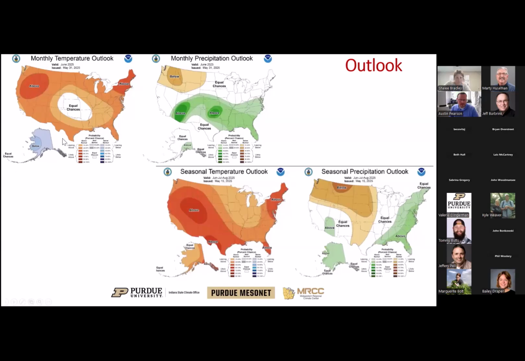These maps have not changed since the last time Beth talked with you, but I did want to say that we have elevated chances for above normal temperatures and equal chances for above normal or below normal precipitation for the overall month of June. Several locations in north central will end up above normal for the month, but even looking into the seasonal temperature outlook, elevated chances for above normal temperatures and equal chances for above or below normal precipitation.